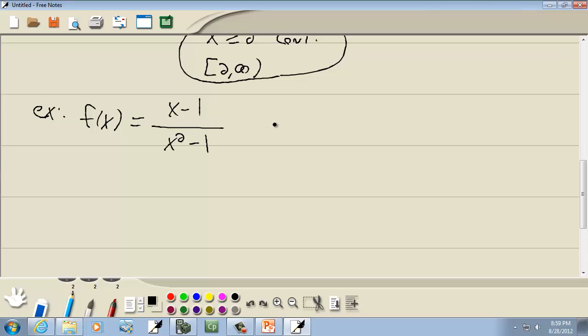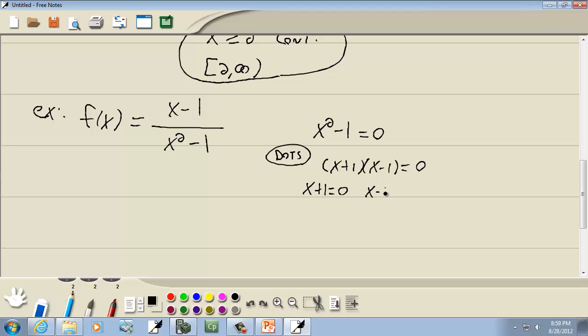Come over here. Well, remember what we said about discontinuities. Very easy. Set your denominator equal to 0 and solve. So I got x squared minus 1 is equal to 0. This factors using the difference of two squares. This would be x plus 1 times x minus 1 equal to 0. Set each factor equal to 0. x plus 1 is equal to 0, and x minus 1 is equal to 0, and we get negative 1, and we get positive 1. Without a doubt, these are our discontinuities. So that goes without saying.